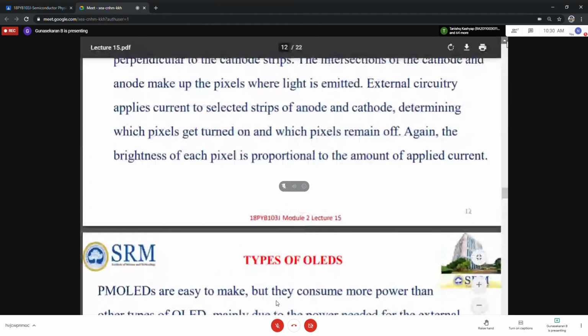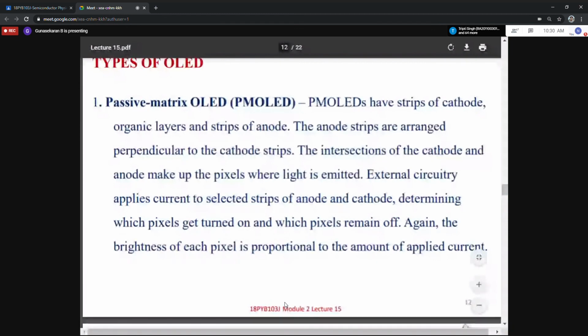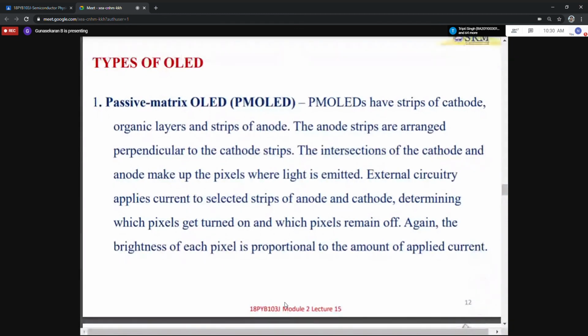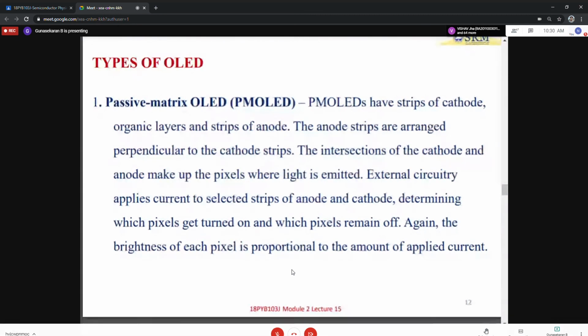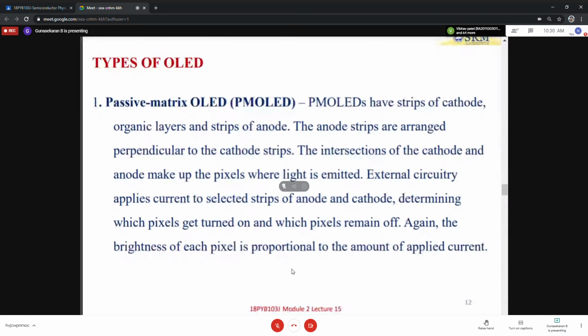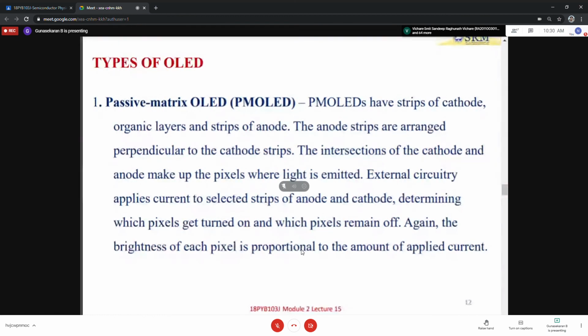See here, at each insertion or strip, the intersections of cathode and anode make up the pixels where the light is emitted. Please understand, the external circuitry applies the current to select the particular strip of anode and cathode, determining which pixels get turned on and which are turned off. So that is the passive matrix OLED.